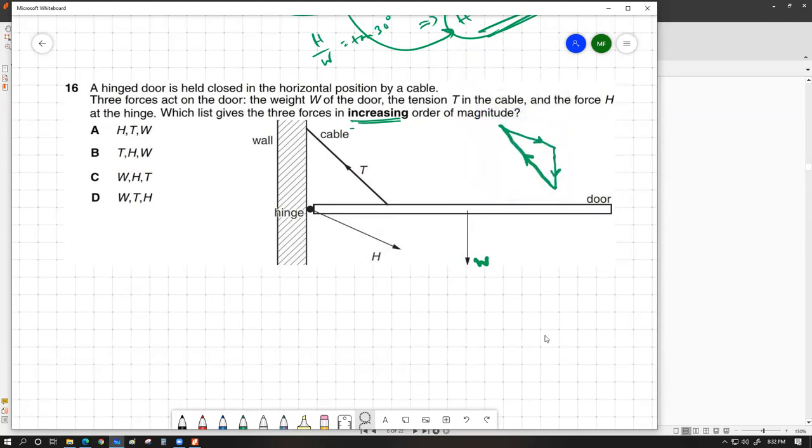And if you now compare the lengths of these things, you'd very well see that W has the smallest size, T has the biggest size, and H has the medium size. You would have a basic visual representation showing you the lengths. Or if you are not sure which one is big or small, just take a measurement with your ruler and compare the lengths in centimeters or millimeter fractions. That gives you a perfect idea of the increasing order sequence for these three forces, which is gonna be, in this case, W, H, T. So C is the correct response.